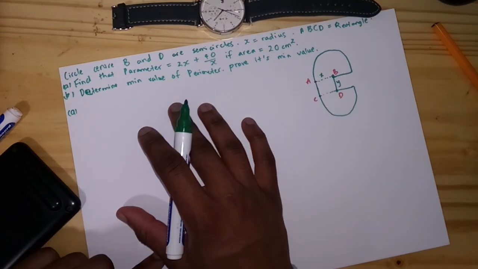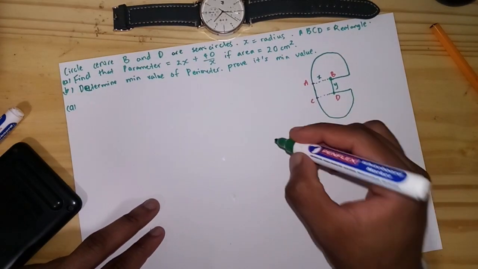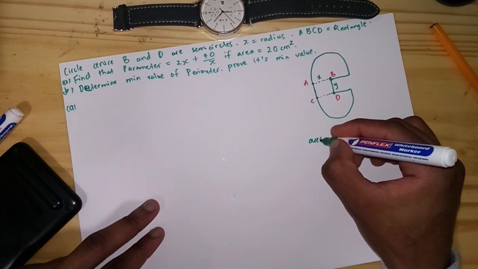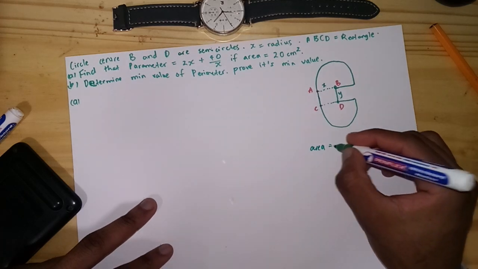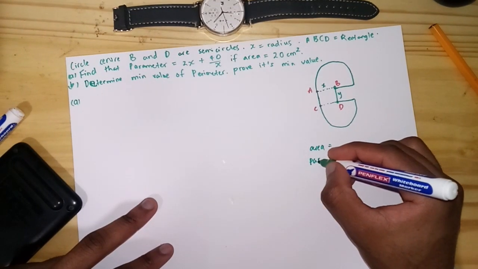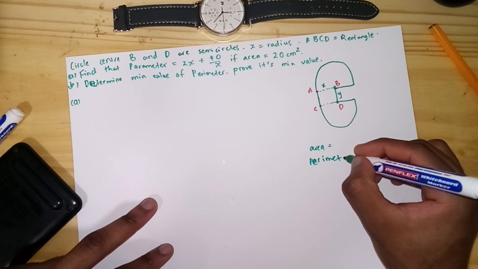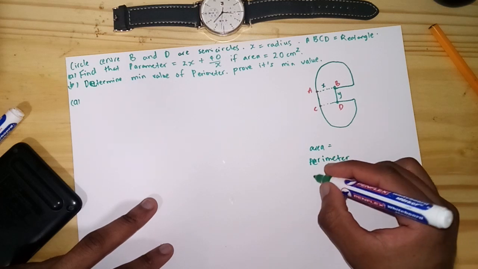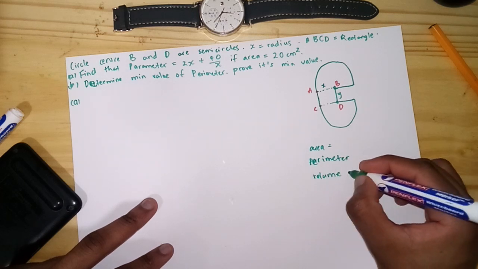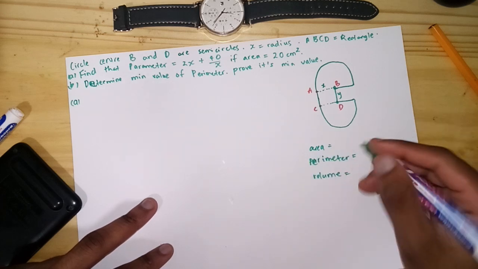First of all, I want us to understand a couple of things, and that is, what does area mean? What does perimeter mean? And what does volume mean? Now, obviously, we're not dealing with volume here today, but let's understand these.